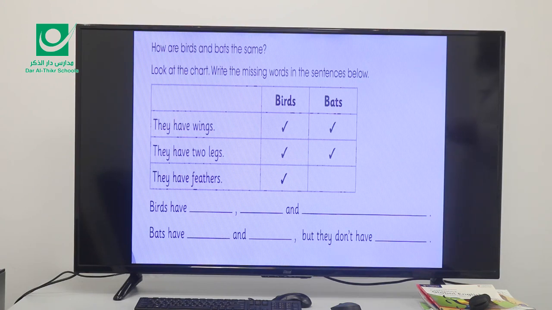So please, let's say now or complete the sentence about birds. Birds have, please students, say before you see the answer. Yes, wings and 2 legs and feathers. But bats have wings, 2 legs, but they don't have feathers. Okay? So this is the difference.